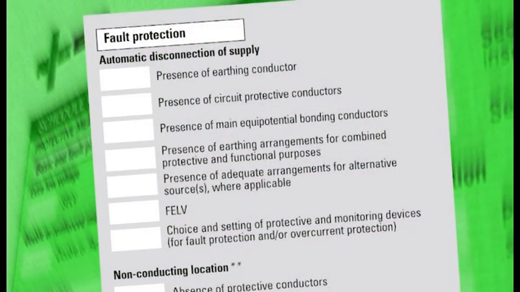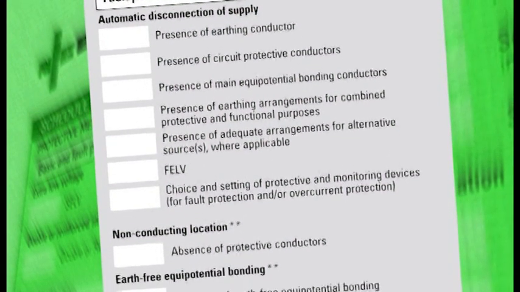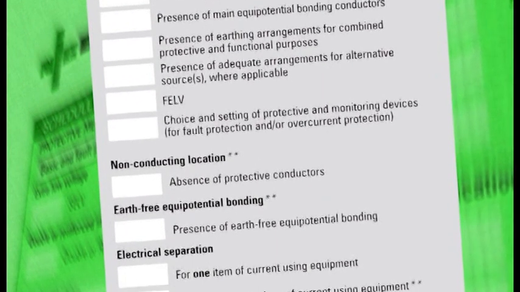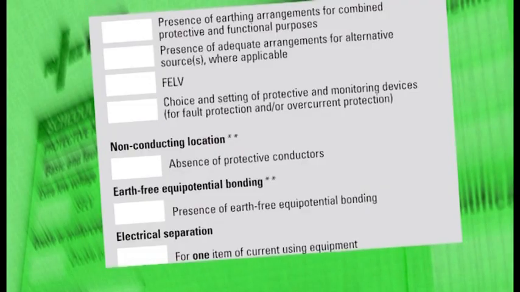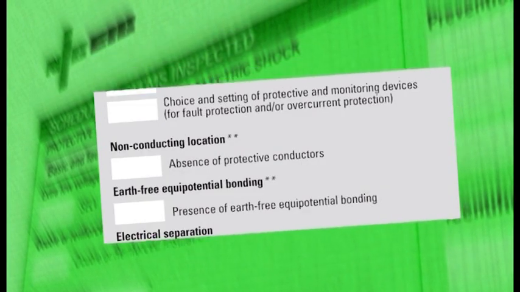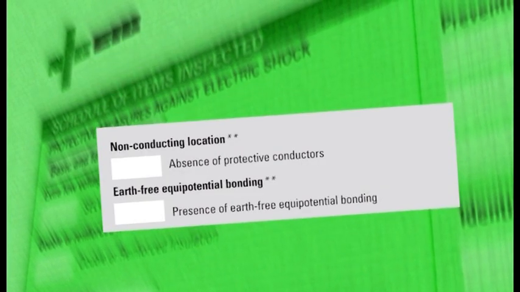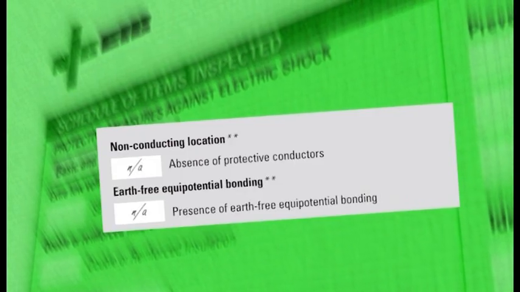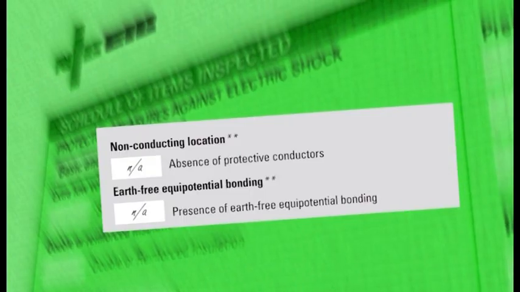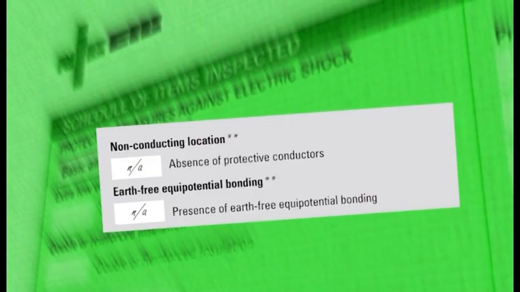The next two protective measures, non-conducting location and earth-free equipotential bonding, are quite rare and again are only used in controlled supervised conditions. For example, some specialist testing used in manufacturing locations. So for most installations, you would expect to have to write an NA here, and the topic really falls outside the scope of this video.